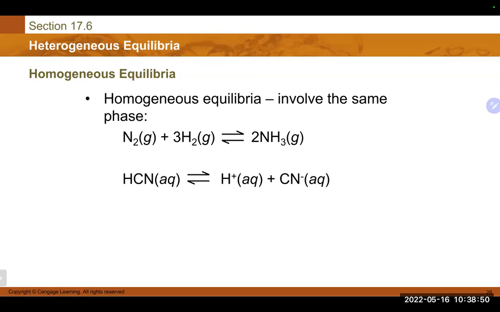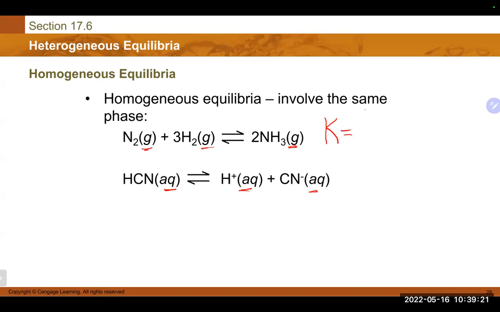We also talked about some different types of equilibrium. Homogeneous equilibrium is when everybody's basically in the same phase, so much like a homogeneous mixture where everything looks the same throughout. This means that all the reactants and all the products are basically the same phase. So as we see in the top one here, they are all gases. And the bottom one here, they are all aqueous in a solution. Again, for each of these, we could write the equilibrium expression.